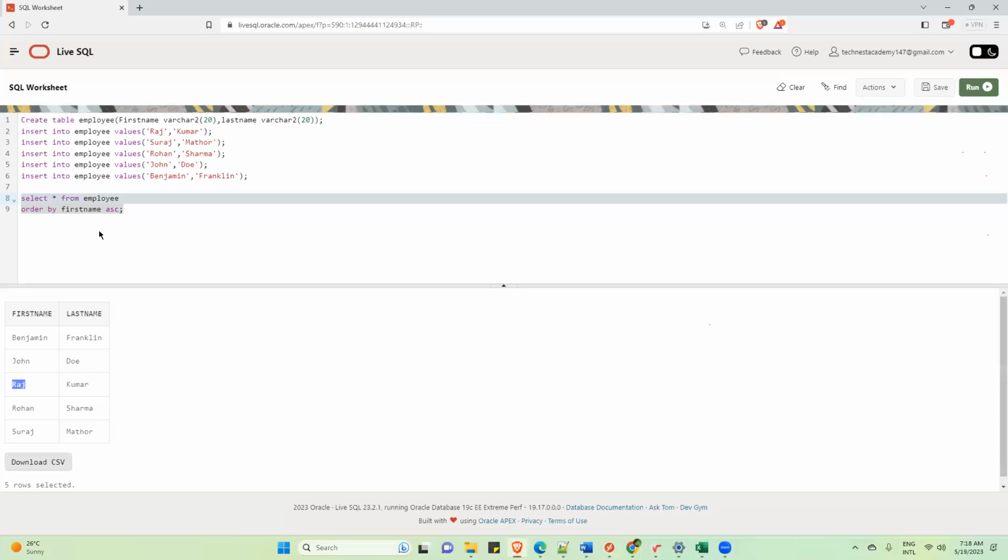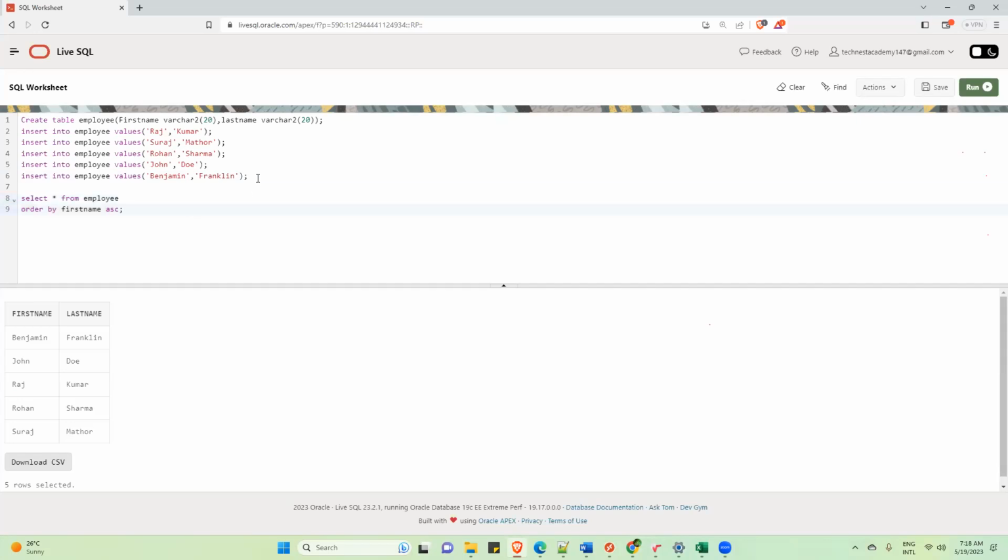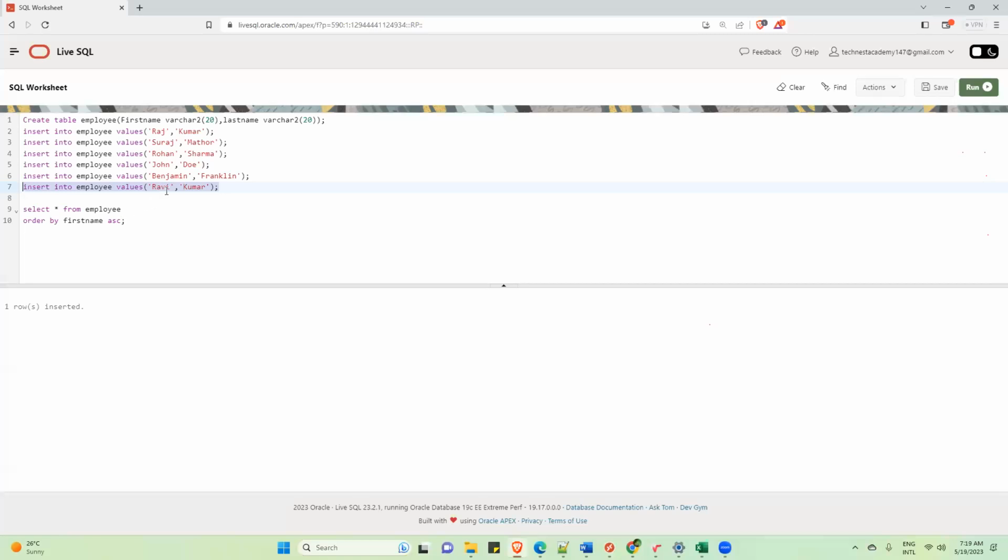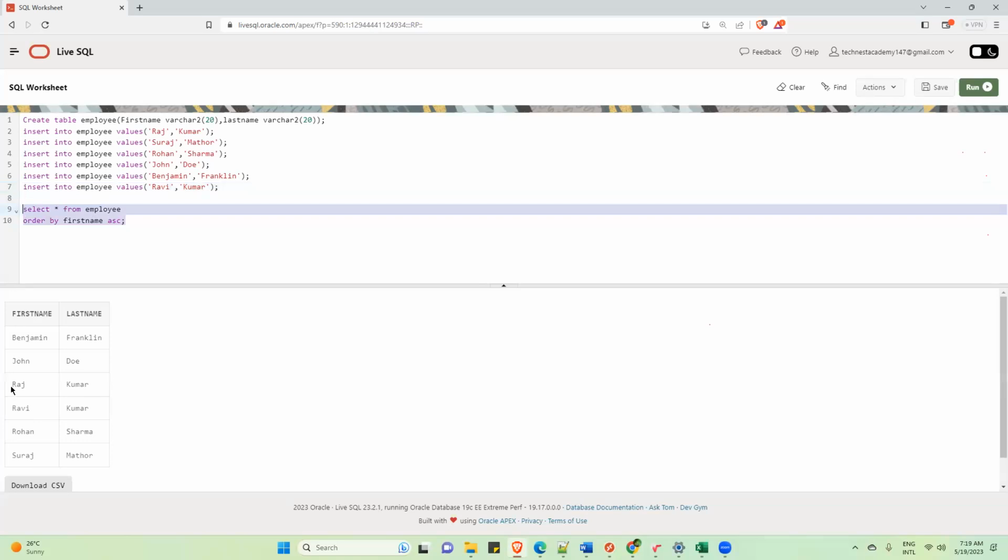Can we have a question here? Now, if it was Raj and Ravi, then the second letter is also the same, RA, RA. Then the system will go to the third character. Let me show you that example. Suppose I have this Ravi Kumar. Then it will go for the third character. Let's check the output.